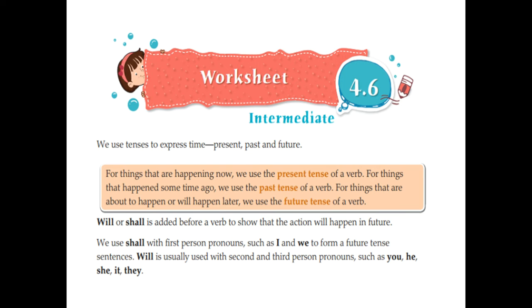For things that are happening now, we use the present tense of a verb. For things that happened some time ago, we use the past tense of a verb. For things that are about to happen or will happen later, we use the future tense of a verb. Will or shall is added before a verb to show that the action will happen in future. We use shall with first person pronouns such as I and we to form future tense sentences. Will is usually used with the second and third person pronouns, which is you, he, she, it, they.